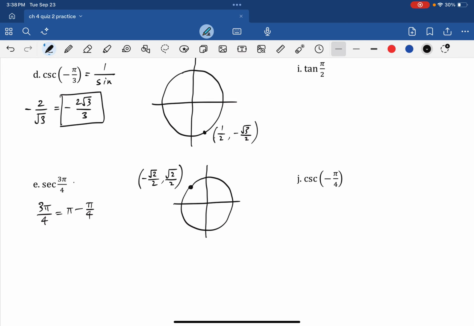And, well, secant is just 1 over cosine, right? And my cosine is the x value, so I'm going to take the reciprocal of the x value, so 1 over negative root 2 over 2, which is negative root 2.